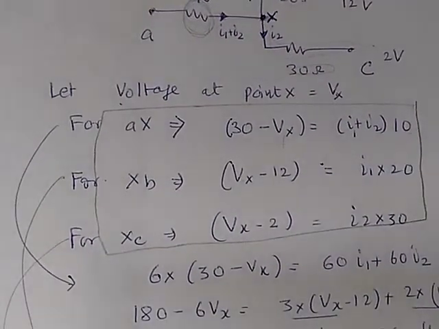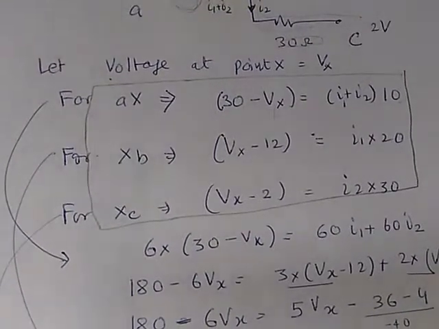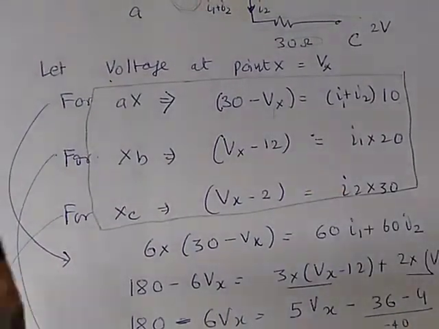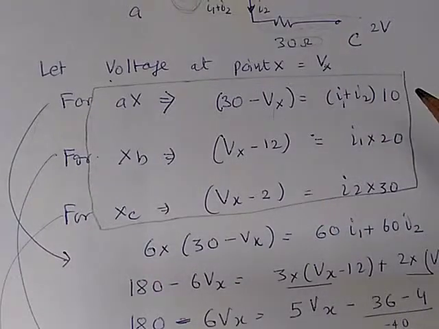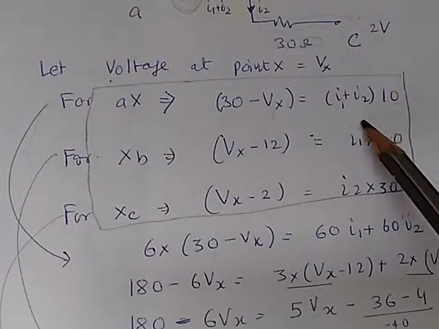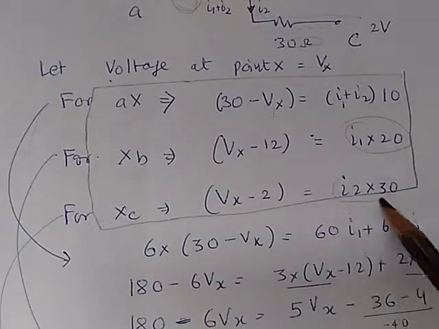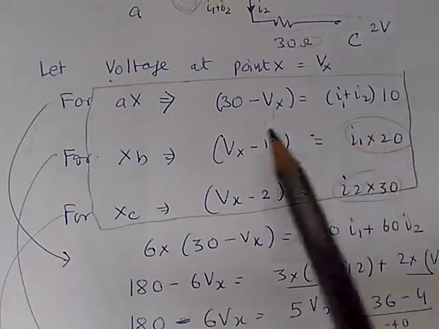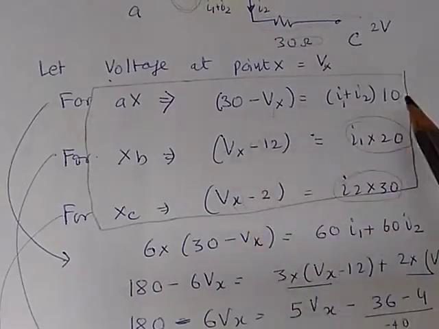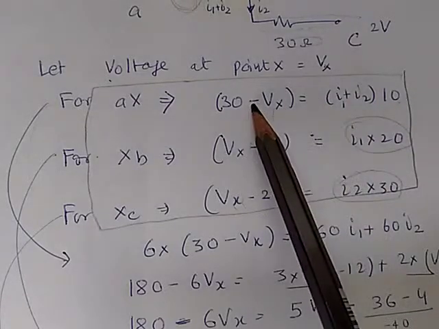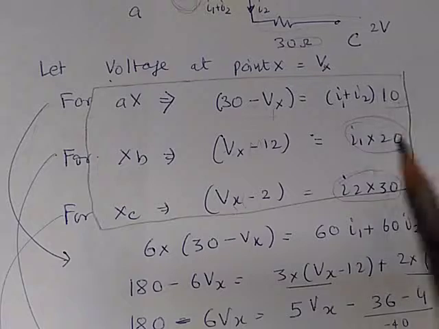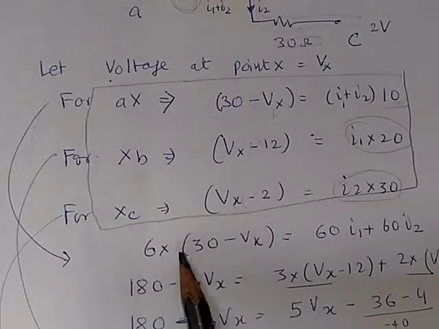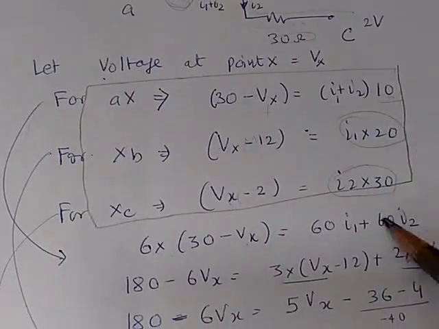We will start by first calculating Vx. We take this equation here, and we will substitute the values of 20 I1 and 30 I2, so the equation is converted only in terms of Vx. Multiply this equation by 6: 60 I1 plus 60 I2 is equal to 6 into 30 minus Vx. We multiply the equation by 6.